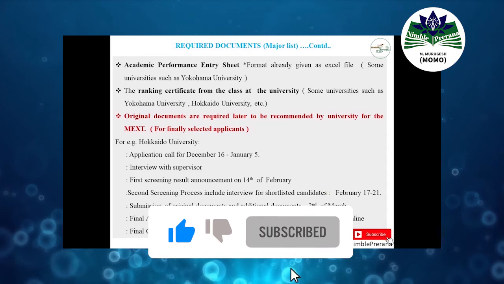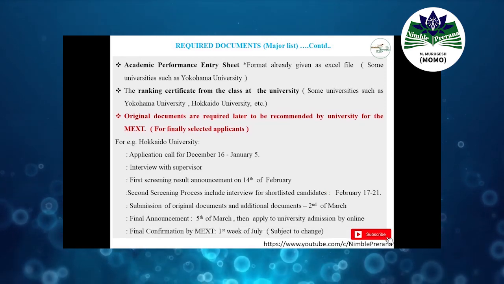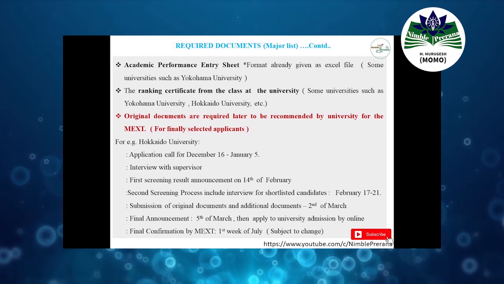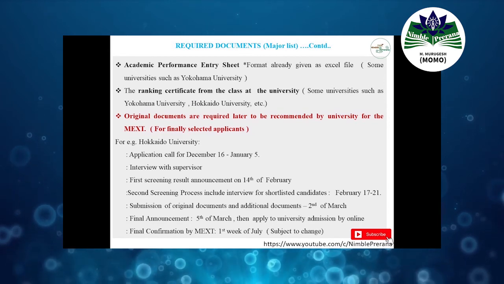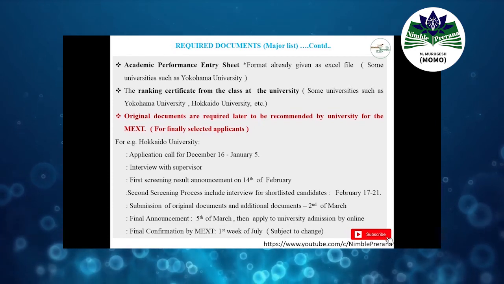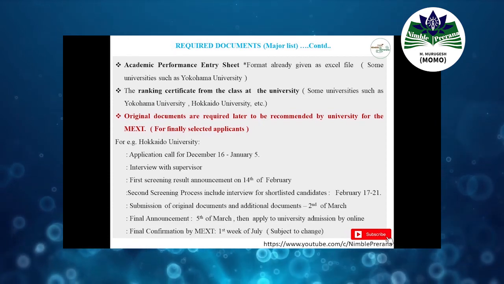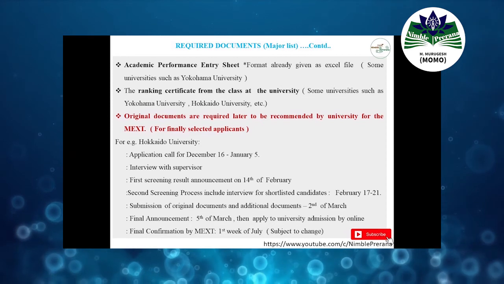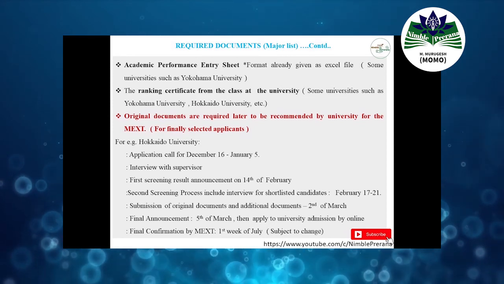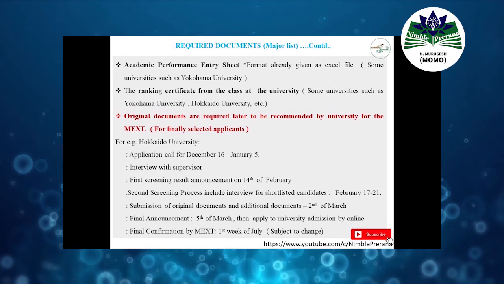There are 3 persons on the board of the nomination committee of the university who nominate candidates for MEXT. There may be some changes in the numbers, because I am describing the case of my Hokkaido University. Submission of the original documents is also needed, which can be on the 2nd of March.